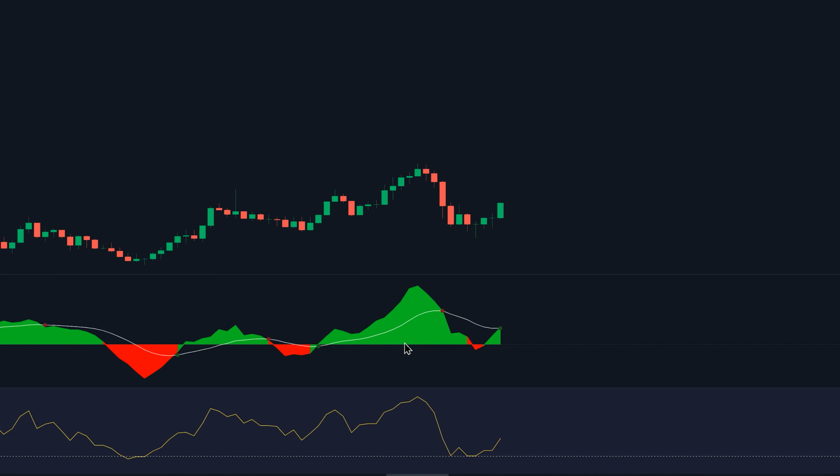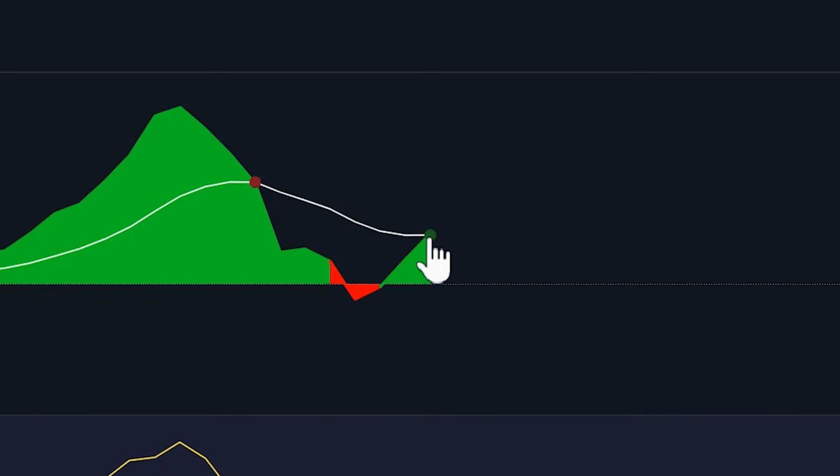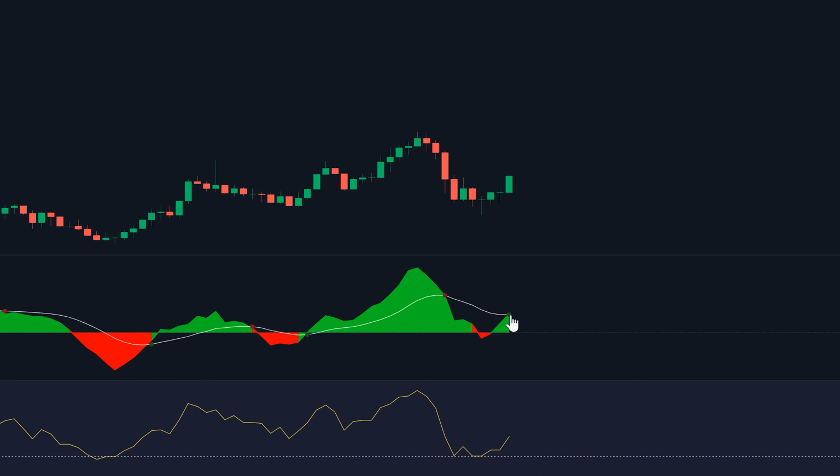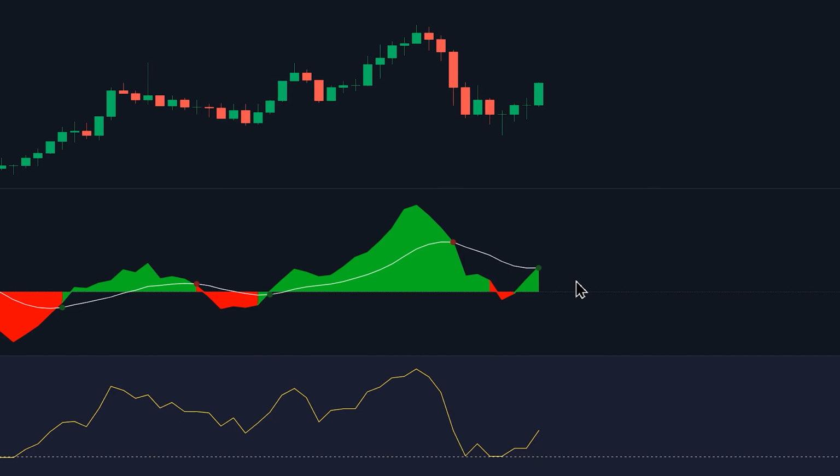As you can see, you basically want this green histogram to change color briefly to red just for a few candles and then back to green. Immediately it changes color back to green, we want a dark green dot to be printed like this to indicate that the white signal line just entered the histogram. Next, at the time the dot is printed, you want to make sure that the white signal line is above the 0 level.